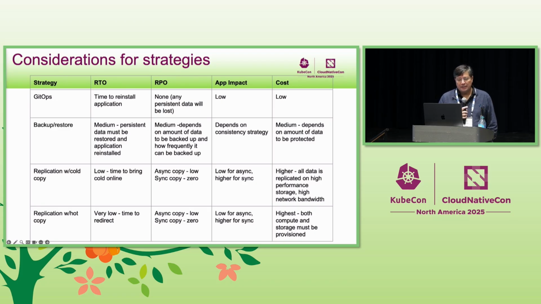Replication is really nice if you can get it. So one strategy is to do replication with a cold copy. You have an application running in one data center or region, and then you have a cold copy of it that's being replicated. For example, you might be replicating the storage across the clusters, but the other application isn't up and running. So your RTO should be low because it's just the time to bring your application up. Your RPO, if you're doing asynchronous copies where the data is written to your primary cluster and then echoed over to the secondary, but not necessarily immediately, can be low.